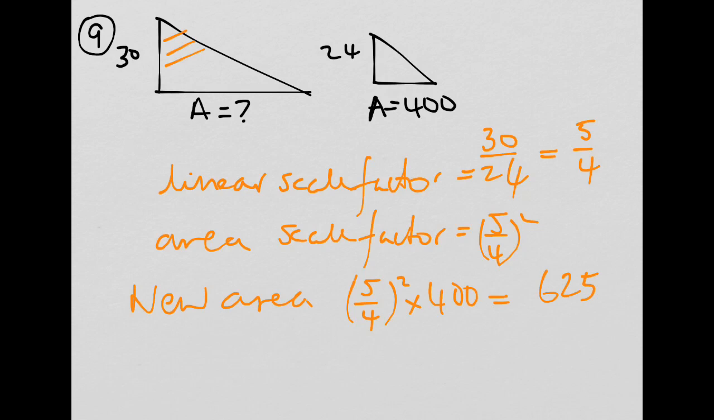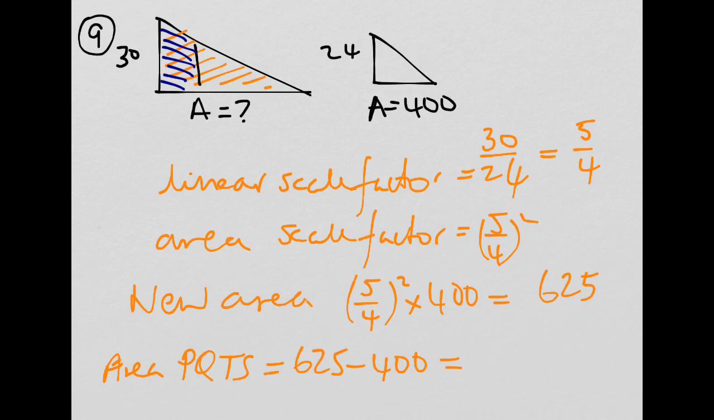Now that's the whole shape. But remember, the question was given with the two triangles inside each other, and it's only asking you for the area of this end part here. So what we need to do for that is to get the area of PQTS is take the big triangle, 625, take off the little triangle, which is 400, and you get left with the required area, which is 225 centimetres squared.